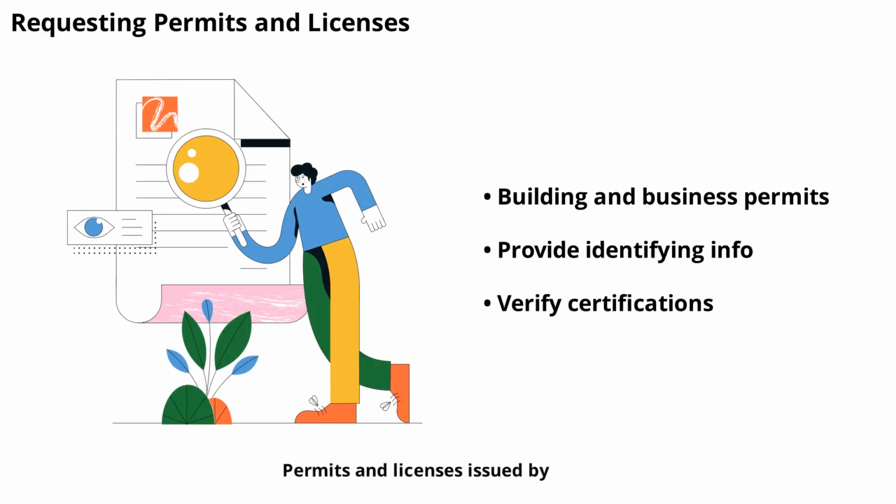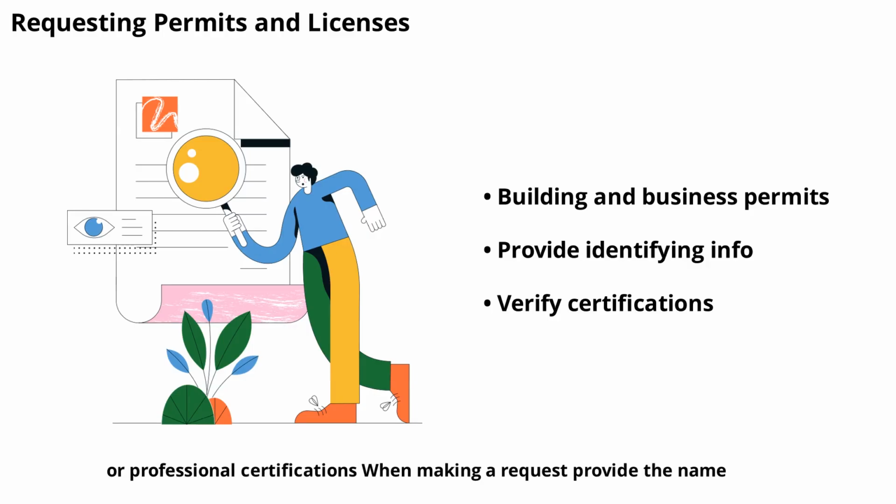Permits and licenses issued by government agencies are typically public records. These documents can include building permits, business licenses, or professional certifications. When making a request, provide the name, address, or license number to help the agency locate the records.